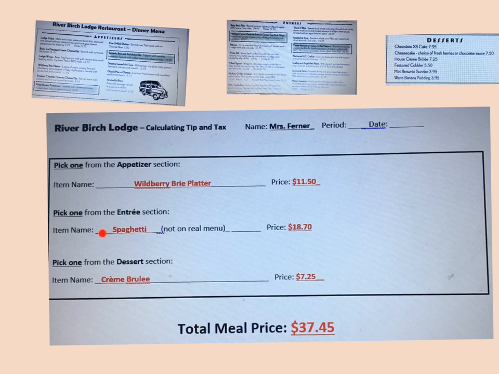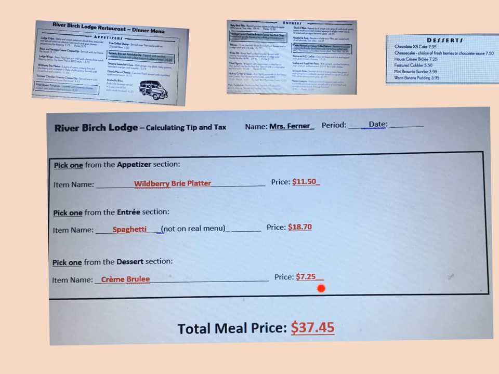Then pick an entree. I picked spaghetti. This actually isn't on the real menu, but I want you to pick something on the real menu. My price of my spaghetti is $18.70. So you pick something from the entree list and record the price here. Then I want you to pick a dessert. I picked creme brulee. That's on your dessert menu too, but you can pick whatever you would like. My creme brulee is $7.25.